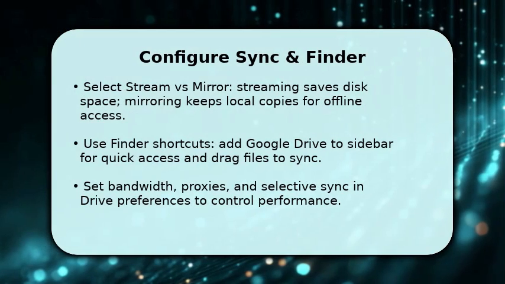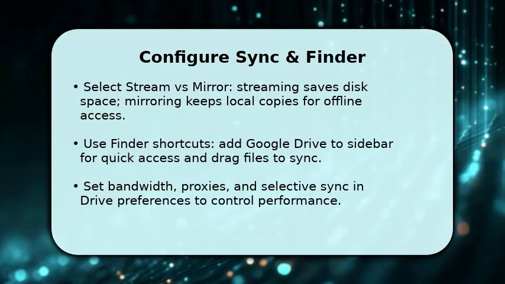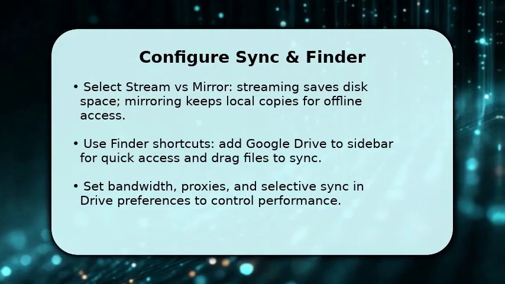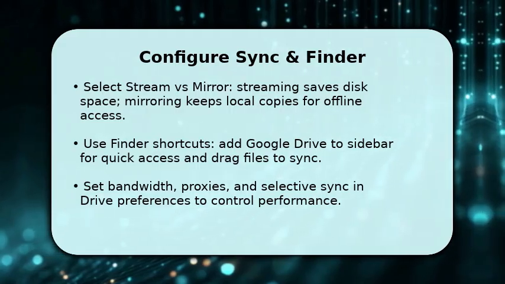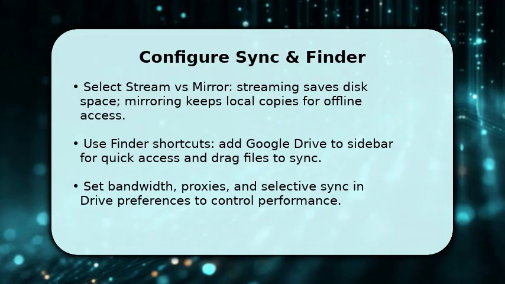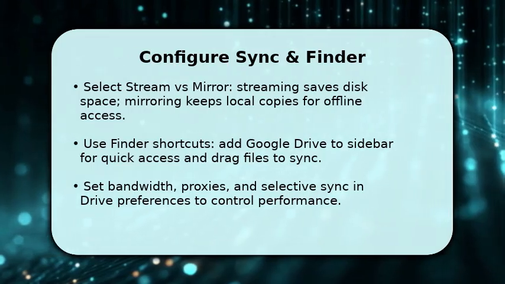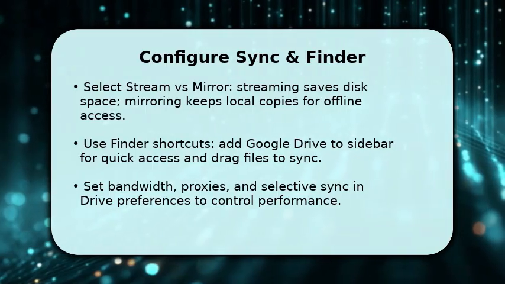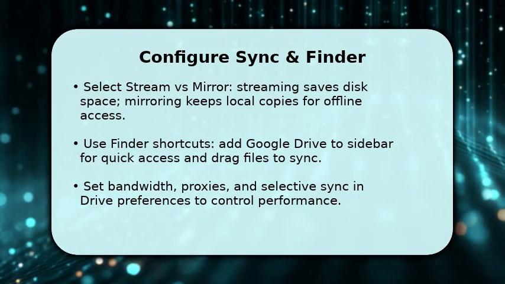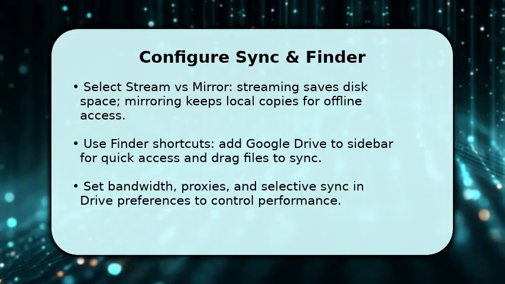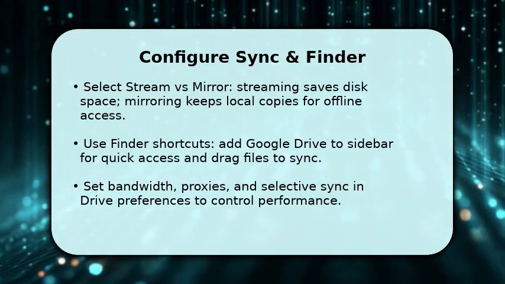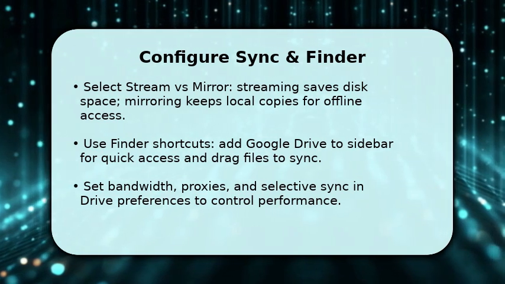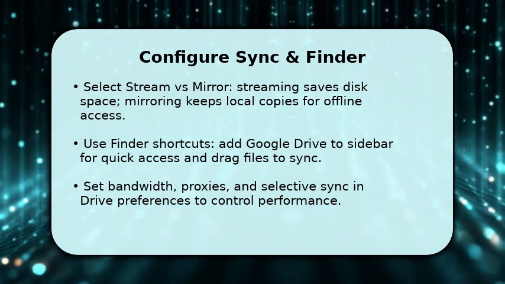Once Drive is signed in, configure sync behavior and Finder integration. Choose Stream to keep files in the cloud and reduce local storage, or Mirror to download everything for offline use. Pick what fits your workflow. Then open Drive Preferences and add Drive to the Finder sidebar so you can drag and drop files directly. Also set upload/download bandwidth limits if your network is congested, and enable selective sync for specific folders. These steps let you balance speed, storage, and convenience without surprises.